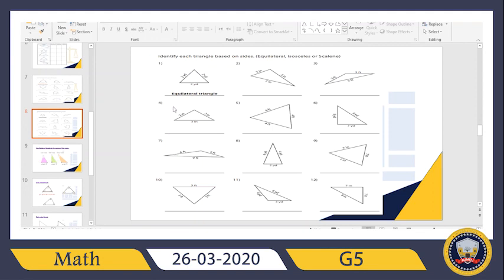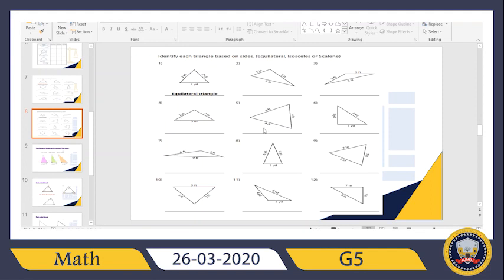Here number 4. Also I have the first side equals 2 inches, second side equals 2 inches, and the third side equals 3 inches. So here I have two sides of this triangle which are equal in their length. So I call this triangle an isosceles triangle, right? It's an isosceles triangle. Yes, excellent.